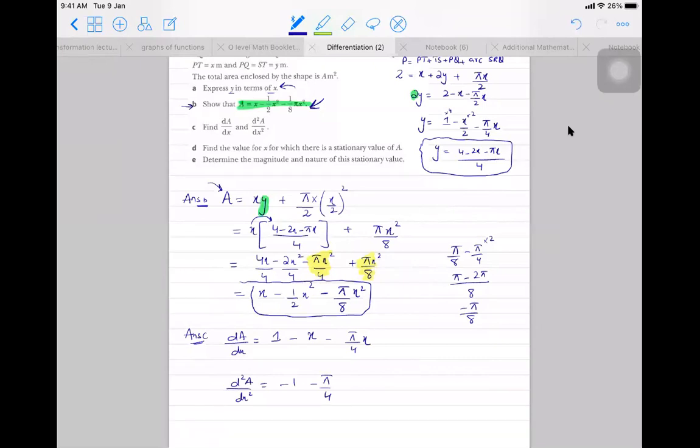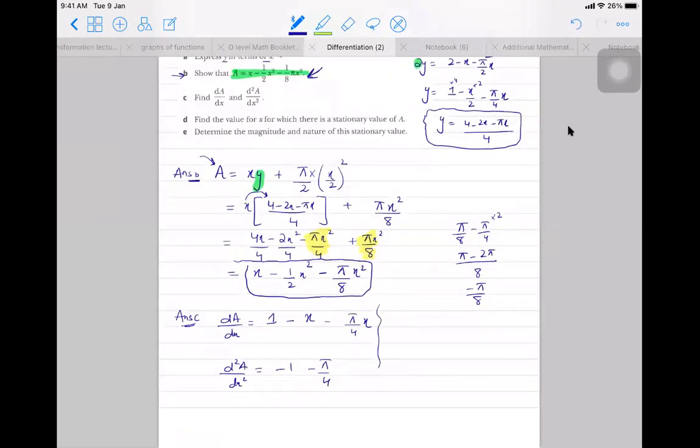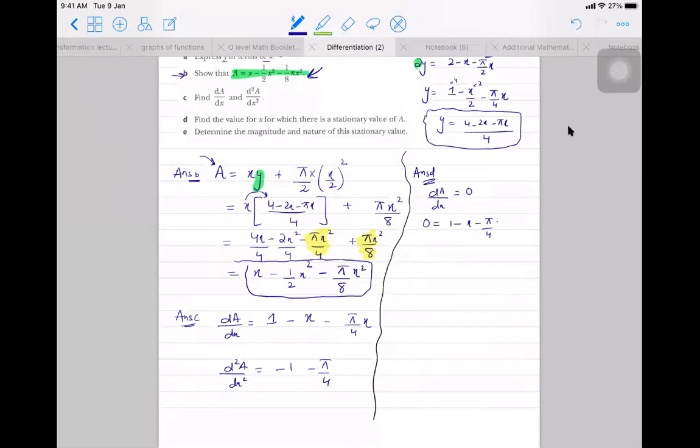So to find that value, okay, I'm going to erase this working. So answer D, find the value of x for which there is a stationary value of A. I'm going to first set dA by dx equal to 0. So 0 equals 1 minus x minus pi by 4 x. So x plus pi upon 4 x equals 1. I can take x common, and x is going to come out as 1 over 1 plus pi upon 4.